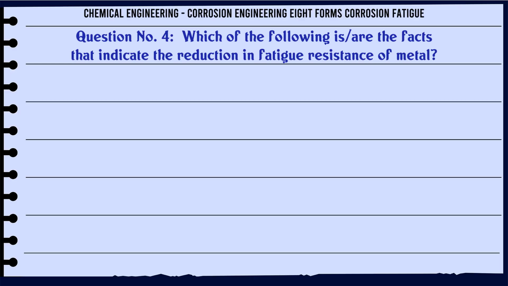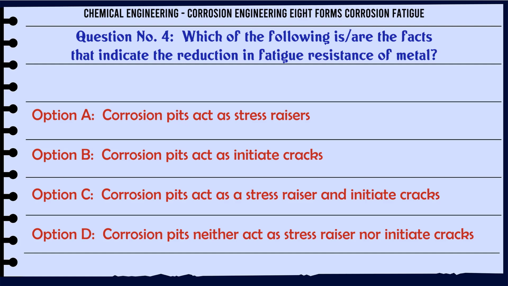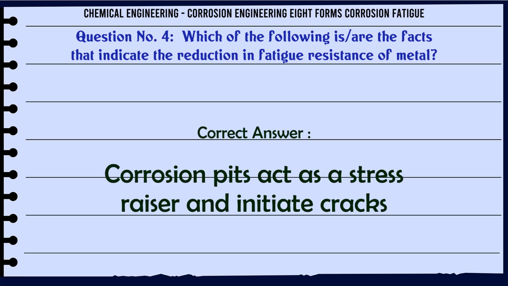Which of the following are the facts that indicate the reduction in fatigue resistance of metal? A. Corrosion pits act as stress raisers. B. Corrosion pits act as initiate cracks. C. Corrosion pits act as a stress raiser and initiate cracks. D. Corrosion pits neither act as stress raiser nor initiate cracks. The correct answer is corrosion pits act as a stress raiser and initiate cracks.